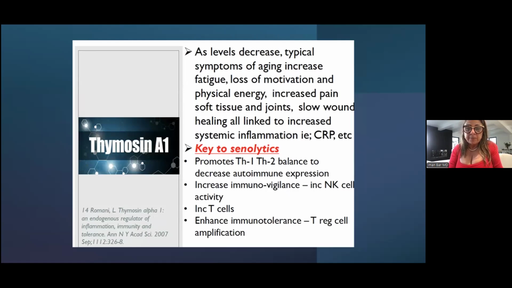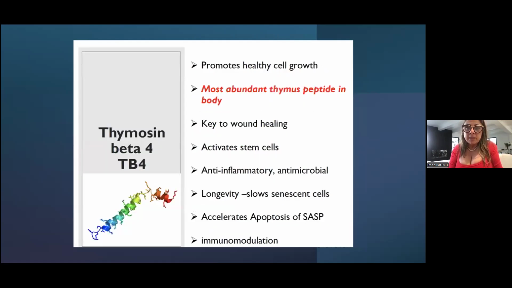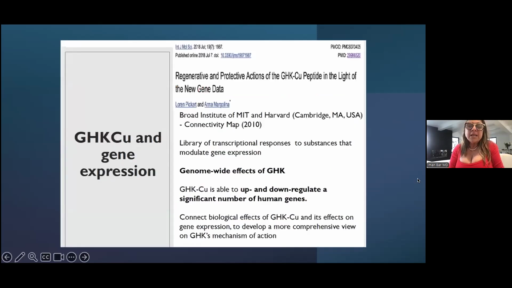cancers and T cells. Thymosin beta, health and growth. Most abundant thymus peptide. It helps with wound healing. So if somebody gets a burn or a cut or something, you can pour some of that on their skin, especially burns, and it heals. Activating stem cells, that's why we worry about it for cancer, right? Anti-inflammatory, antimicrobial, longevity, slows senescent cells, but you've got to be careful they don't have cancer, and apoptosis, and immune modulation.